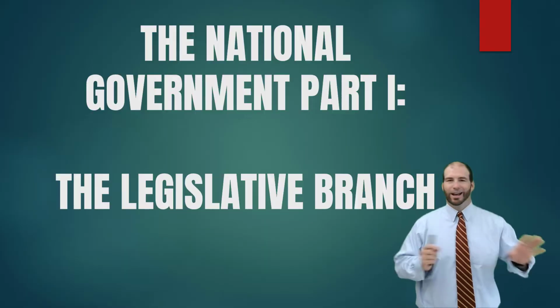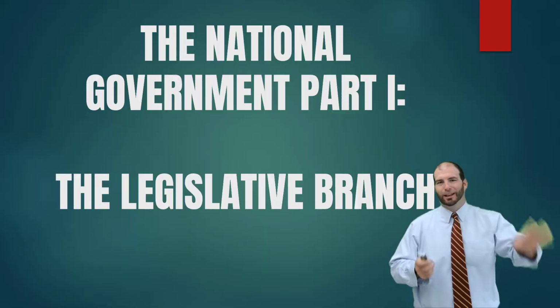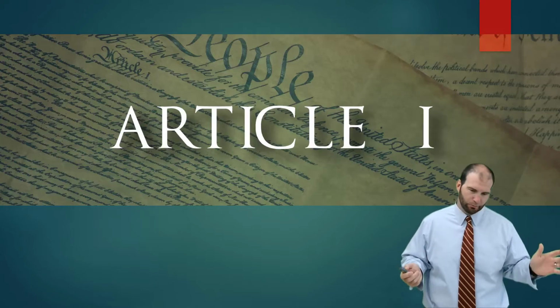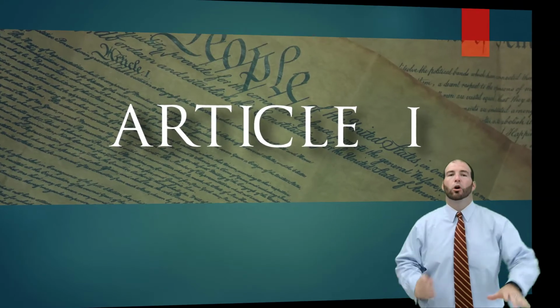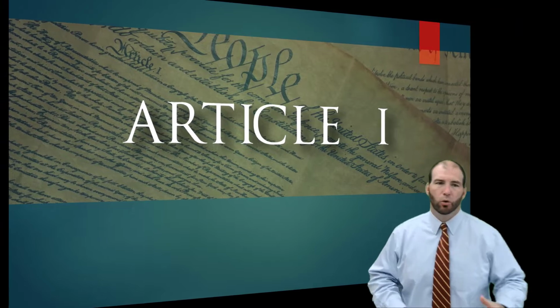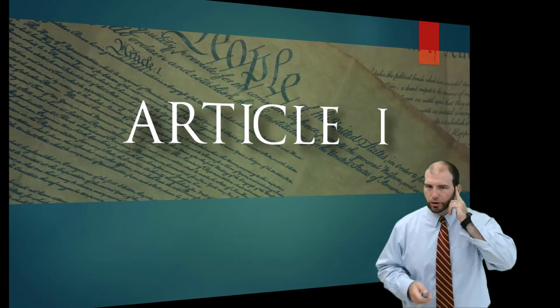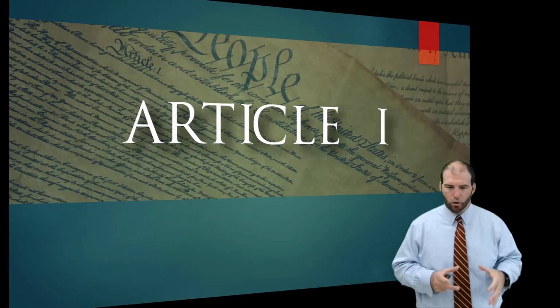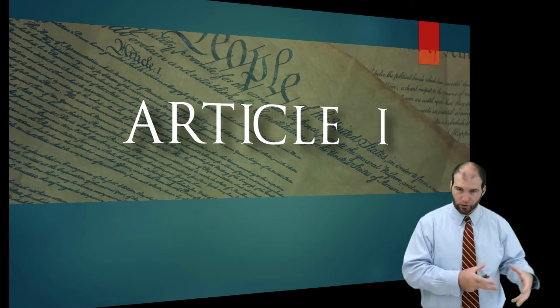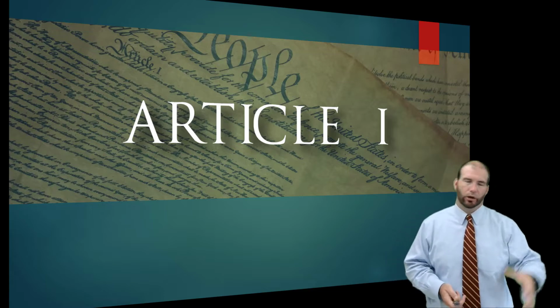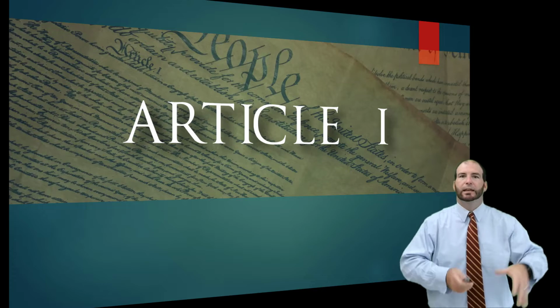All right, so let's go ahead and get started here. The national government, Part 1, talks about the legislative branch. Now, the legislative branch is Article 1 of the Constitution. Article 1 really spells out how our federal government is going to make laws, and we're going to talk about that in detail here today.